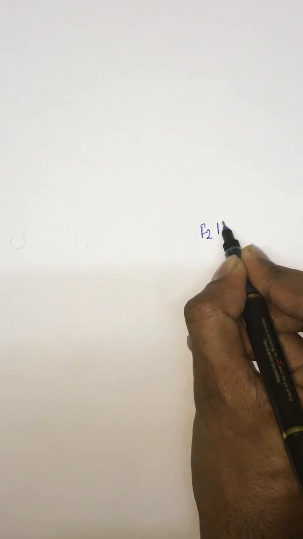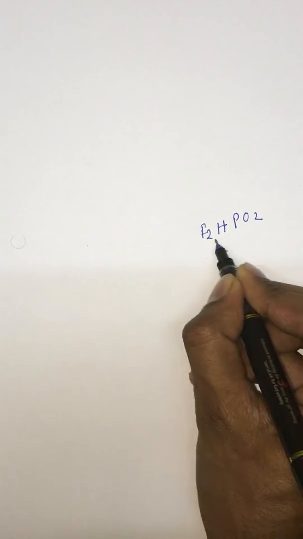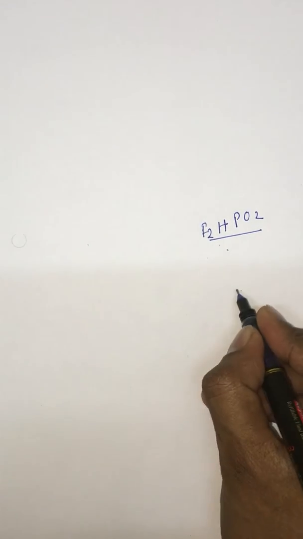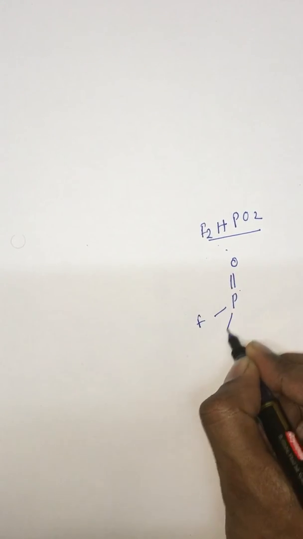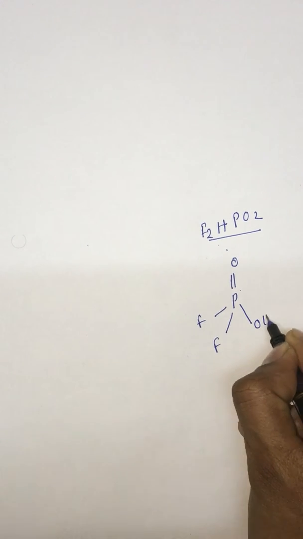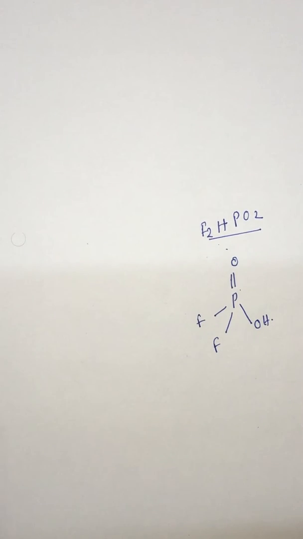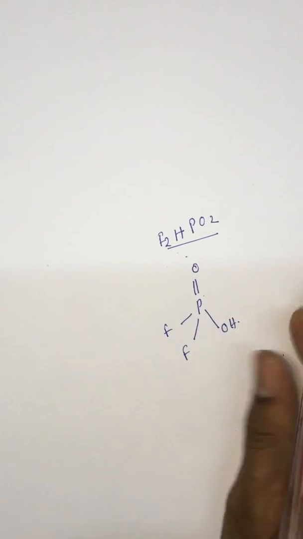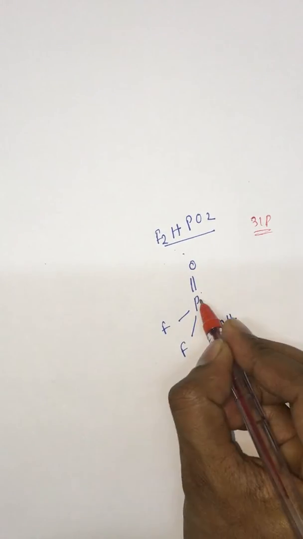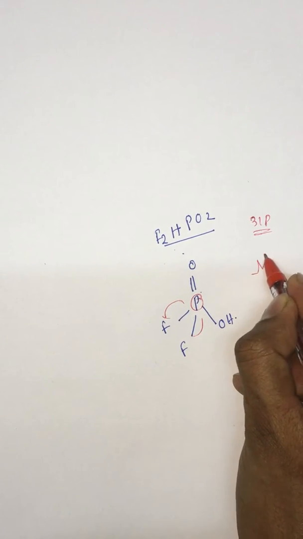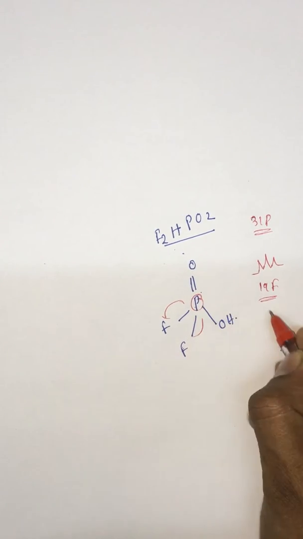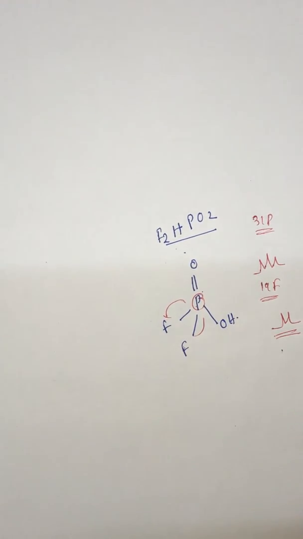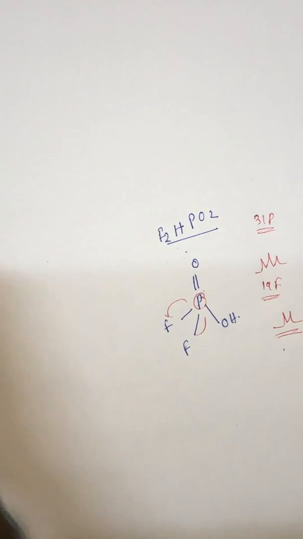And next we'll go for F2HPO2. So the structure looks like this, P double bond O, F, OH. Okay, so here in a 31P NMR, phosphorus couples with two hydrogens, so we'll get a triplet. In case of 19F NMR, fluorine couples with phosphorus, we'll get a doublet. It's very simple.